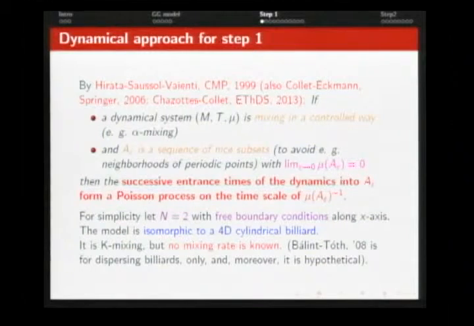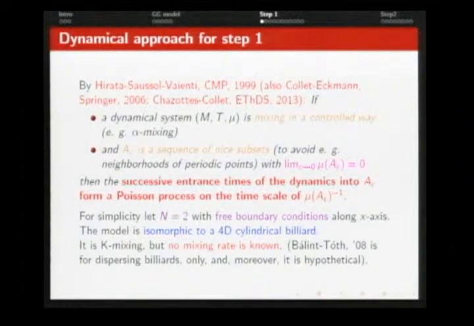Okay, now I turn to our investigation, namely the starting point is a result which you may well know. There are several nice papers about it. If you have a dynamical system which is mixing in a controlled way, for example alpha mixing, and you have a sequence of nice subsets in your phase space, nice in the sense that you want to avoid the neighborhoods of periodic points.